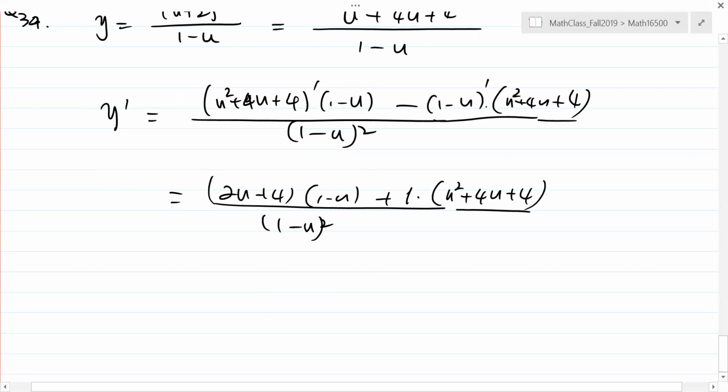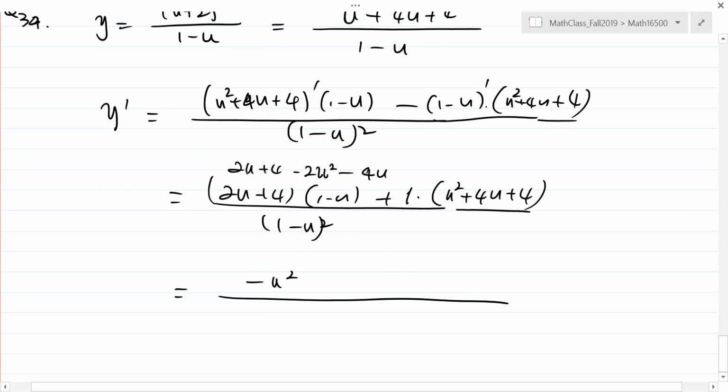Are we able to simplify it? Yes. 2u plus 4 minus 2u squared minus 4u. So I have to group them together. Negative 2u squared, negative u squared. 2u minus negative 4u, negative 2. It's 2u. Okay, and then 4 plus 4 is going to be 8.